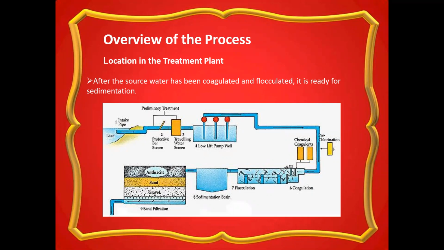Okay, so from the lake there is an intake of water in a pipe. Then there is a preliminary treatment by the protection bar screen and the traveling water screen. After that, the water is moved to the low lift pump well, where there is a pre-chlorination step, and then chemical coagulants are added so that the coagulation and flocculation step takes place. Then there is a sedimentation basin, and after that there is sand filtration.